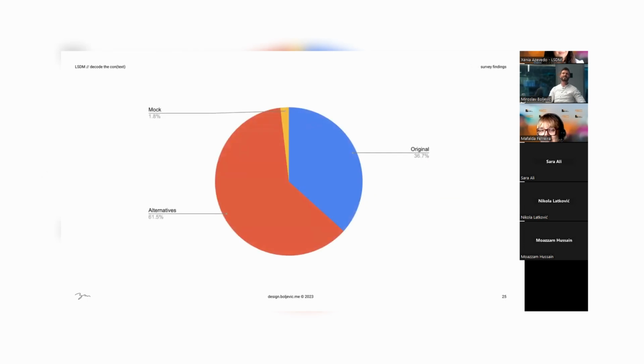Now, overall, the study has shown that participants on average deemed alternative typography more appropriate than the original. So if we were to translate these findings into new visual identities, we would get completely different brand images.